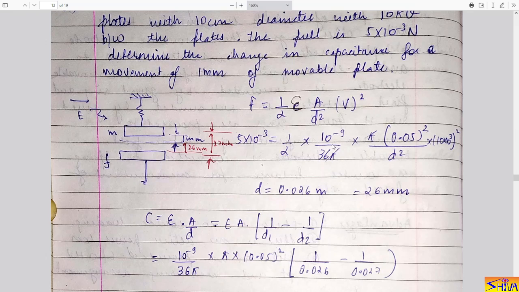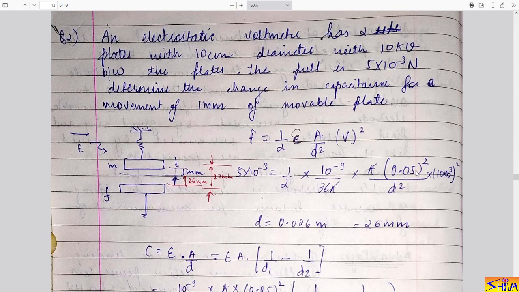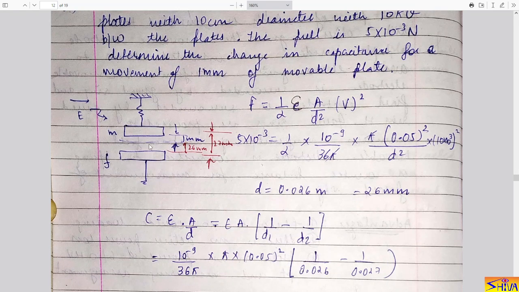10 to the power minus 9 divided by 36 pi. Area of the plates: diameter is given as 10 centimeters, so pi r square, so 5 centimeter radius, convert this into meters. Pi r square into voltage. Voltage is given as 10 kV, so we have to take this in volts. So 10 into 10 to the power 3 V square divided by D square. So D is coming 0.026 meters, that is 26 mm. So when voltage is applied, this distance is 26 mm.